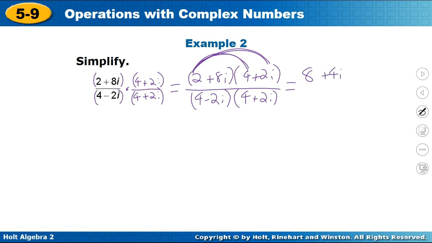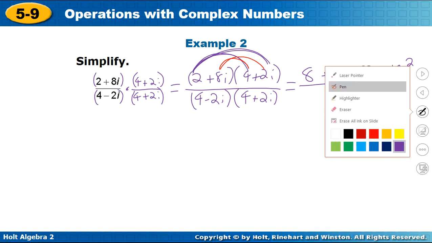All right, now let's distribute the 8i. So 8i times 4 and 8i times 2i. So the 8i times 4 is a positive 32i. And 8i times 2i is going to be 16i squared. Now on the bottom, do the same thing.